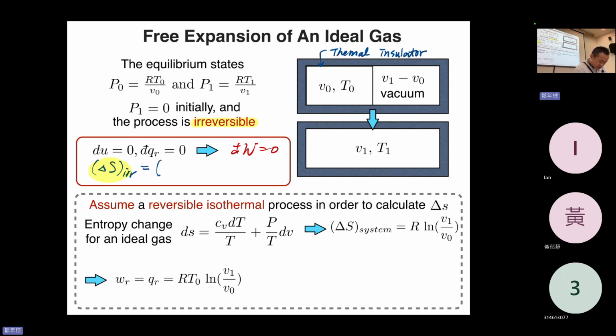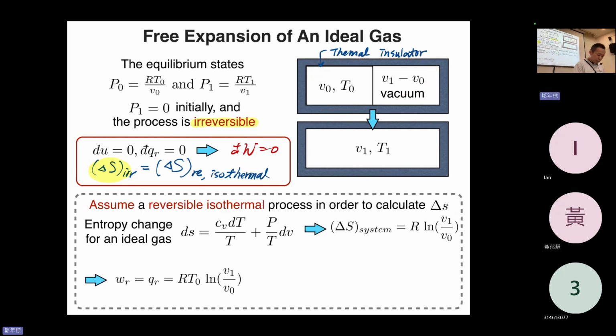Can we just determine the delta S? It is reversible and also isothermal. Because in this case, we know how to determine delta S. We know how to determine this, but we don't know how to determine that. But as long as the initial condition and final condition are the same, they can be equal.